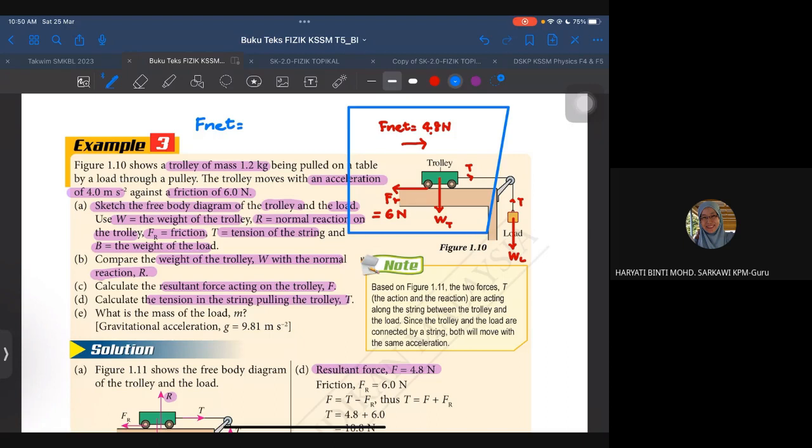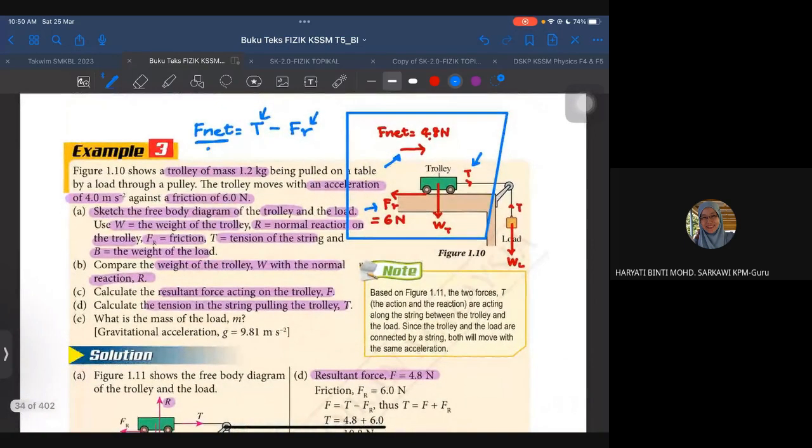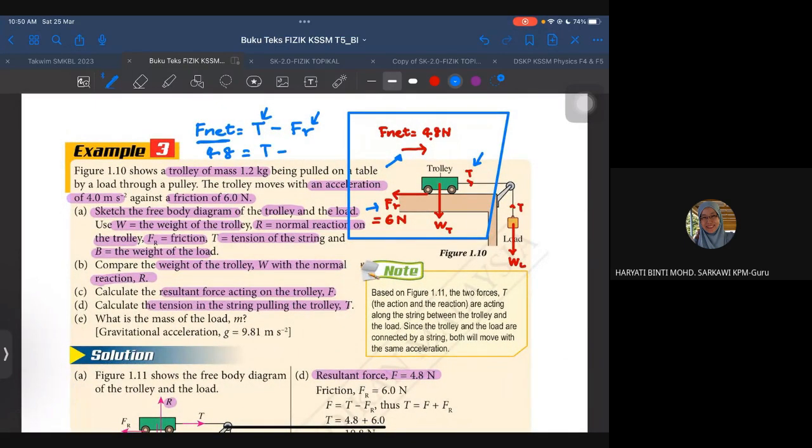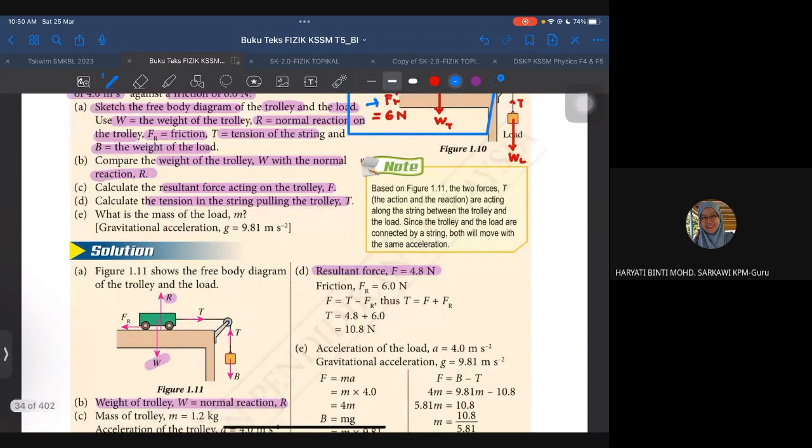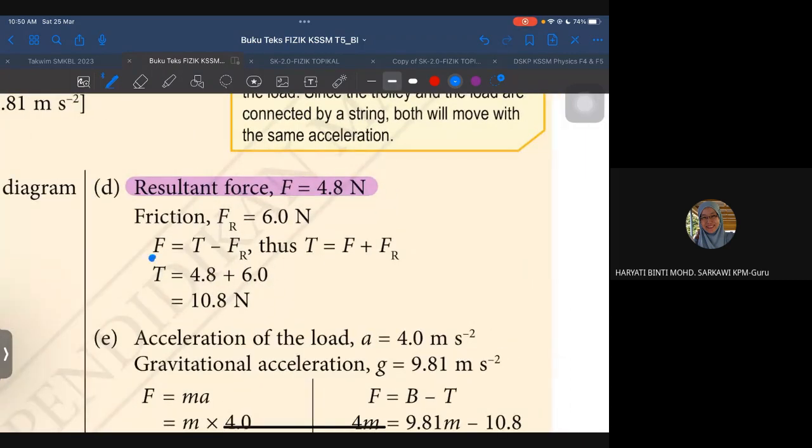Okay, because now, you see, my tip just now is you look at the direction of the net force. If it is to the right, it means that the force on the right will be greater. In this case, it's T. T is greater. So T minus the force on the left, which is FR. Since you know the value of F net already, you need to determine T, right? Friction also given. So F net from your calculation is 4.8. So 4.8 equals T, what you need to determine, minus FR, friction is 6. So bring this to the left, campur. That's why you have it like this. Yeah, the same equation. Boleh?